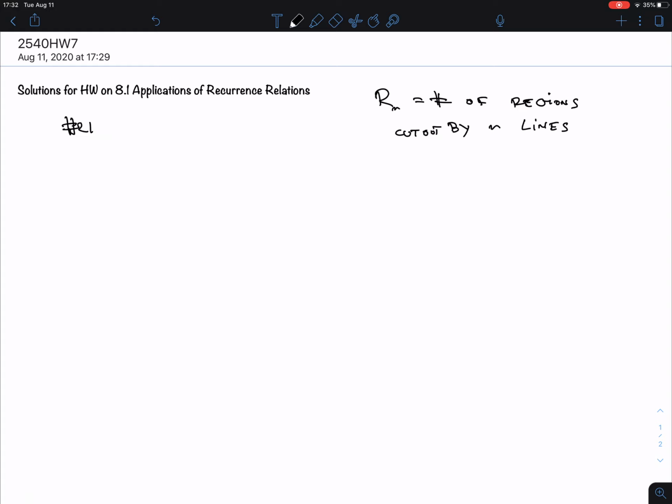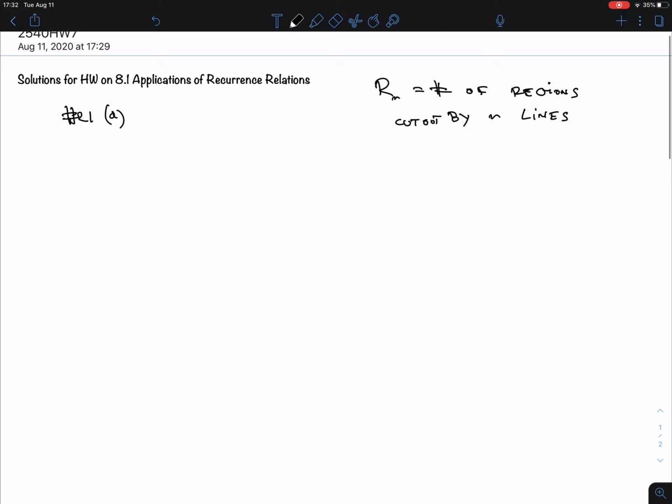So let's not add this here. Okay, and so the question is what is a recurrence relation for that? That was 21a, and then 21b is solve this, but let's do this first. So first of all, what is R1? Okay, we have the plane, we draw a line, we have two regions, so R1 is 2.